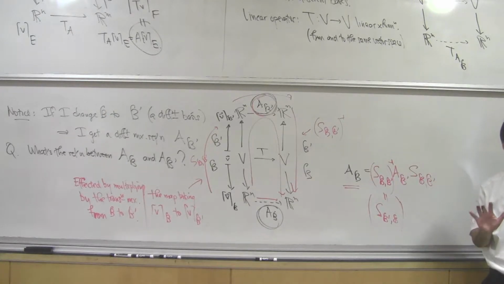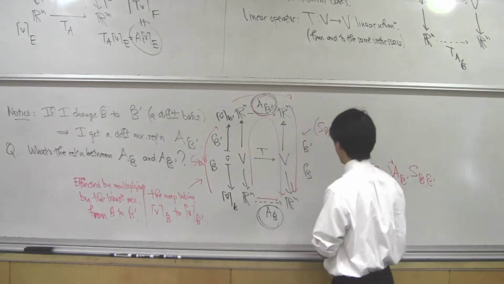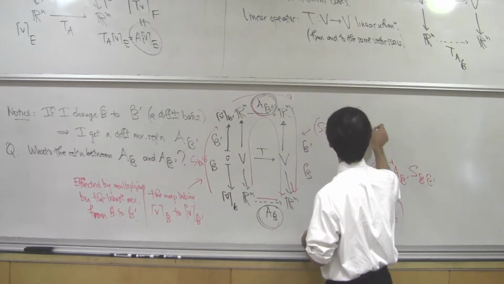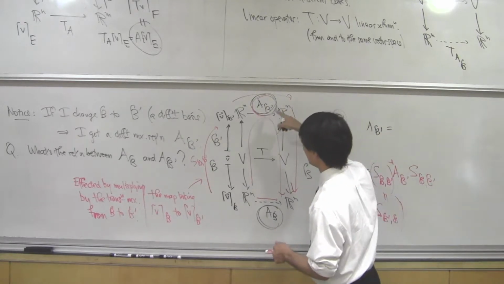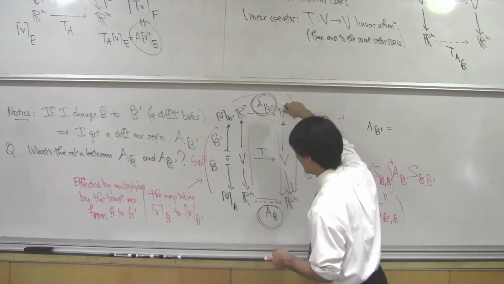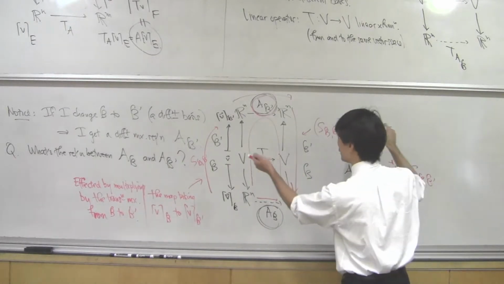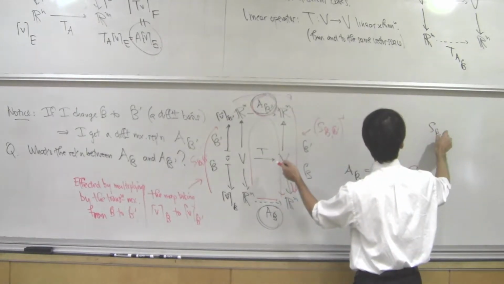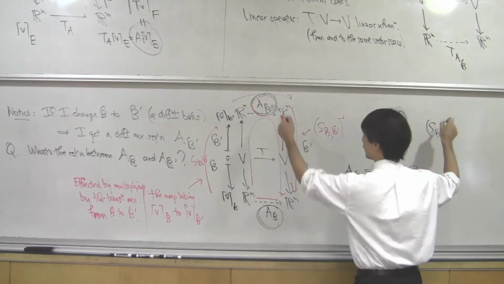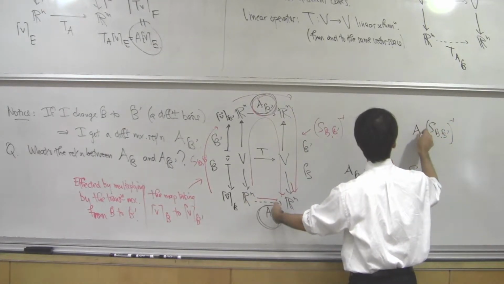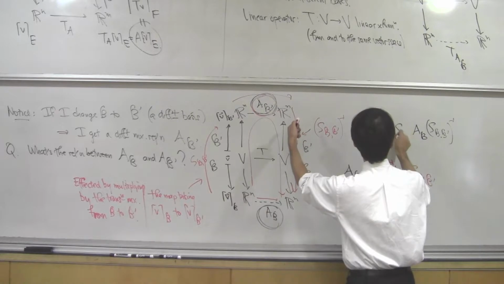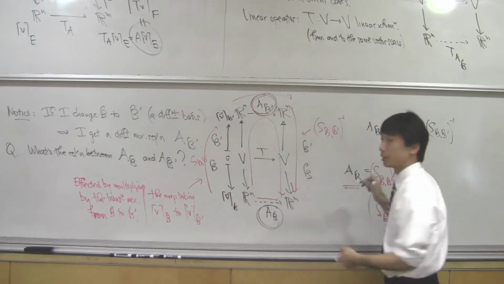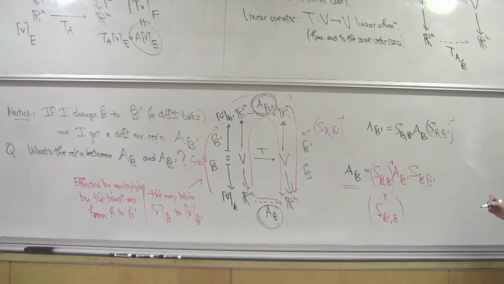Everybody sort of getting it? Yeah, I was wondering if you could go in the other direction. Yeah, absolutely. You could say that AB prime is the same thing as going this way across and back. Is that what you're saying? Yes. So you could say I'm going to take S_BB prime inverse first, follow that with AB, and then come back to S_BB prime. That's the same thing.